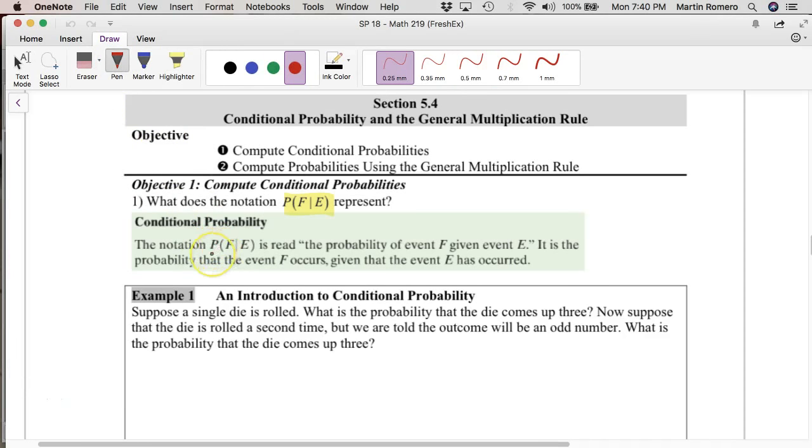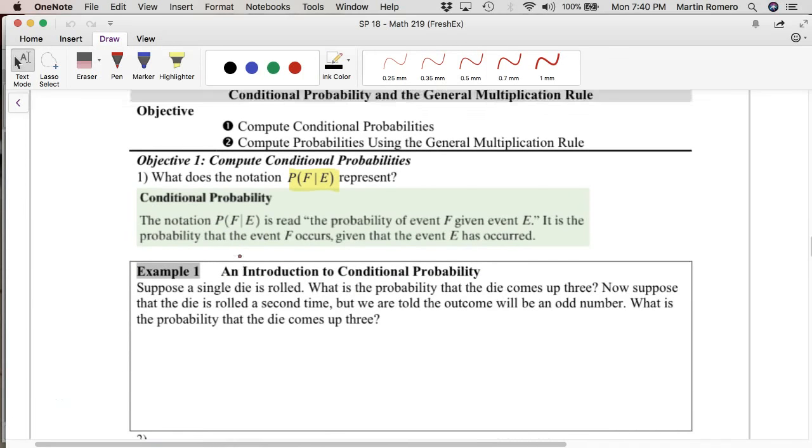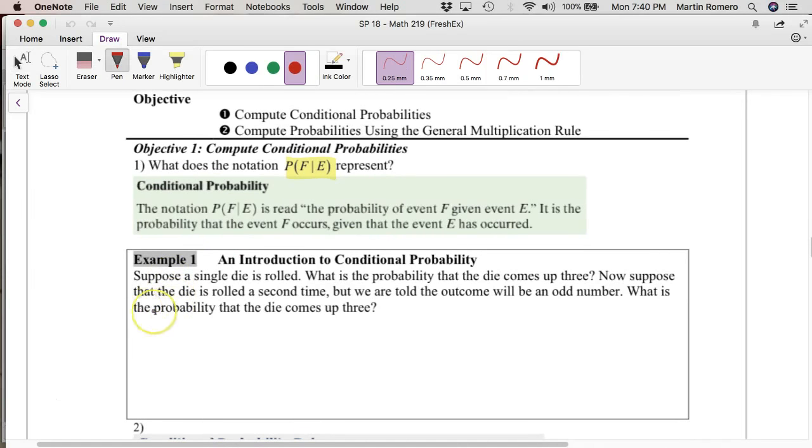the notation is the probability of F given that we know E has already occurred. The probability of event F given event E has happened. It's what's called the conditional probability. And in real life, that is actually what happens a lot, that the probability of something happening is dependent upon some other event. And if that event happens, it changes the probability. You update those probabilities.